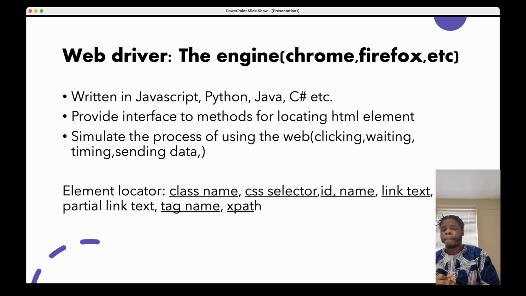Selenium's source code is developed in different languages like JavaScript. This was the first language it started with, and now it's in Python, Java, and C Sharp, and a lot of other languages too, maybe.